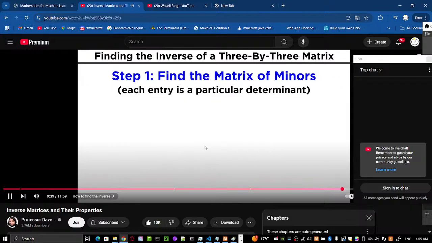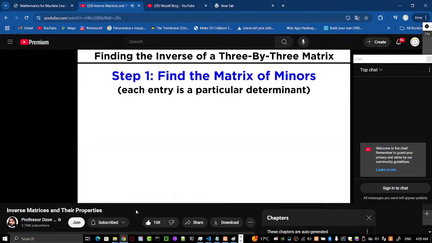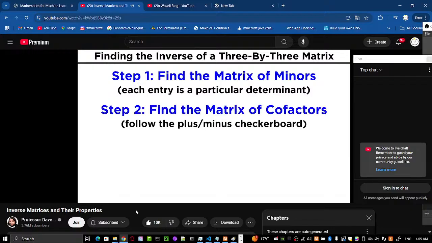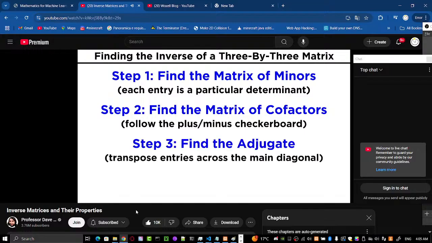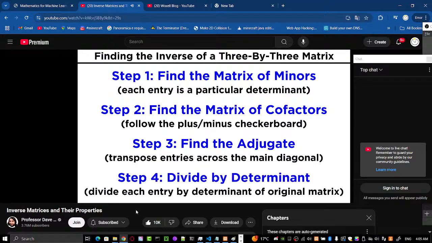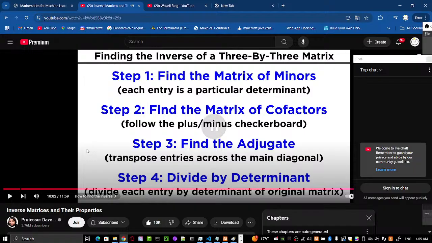So to summarize the 4 steps we just took, first we found the matrix of minors going 1 entry at a time. Then we applied the checkerboard pattern of signs to find the matrix of cofactors. Then we transposed all entries across the diagonal to get the adjugate. And lastly, we divided by the determinant of the original matrix to get the inverse matrix.